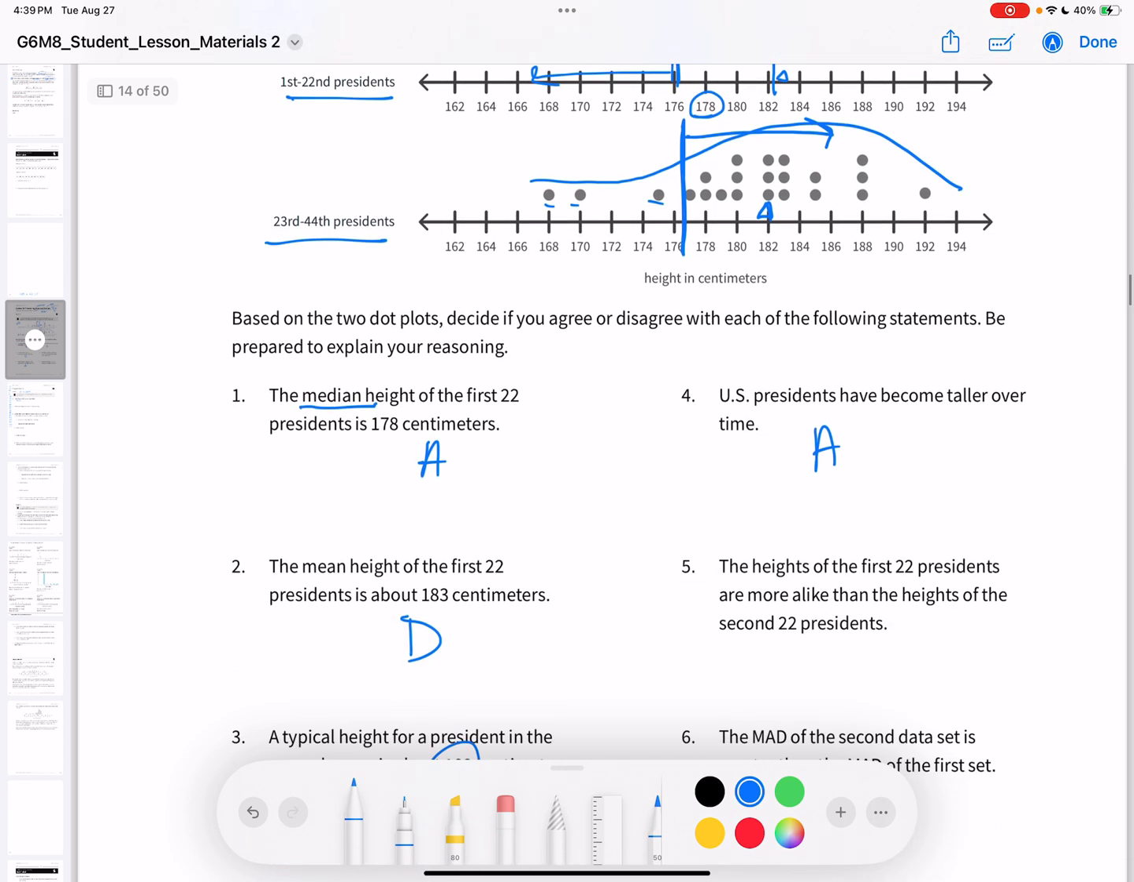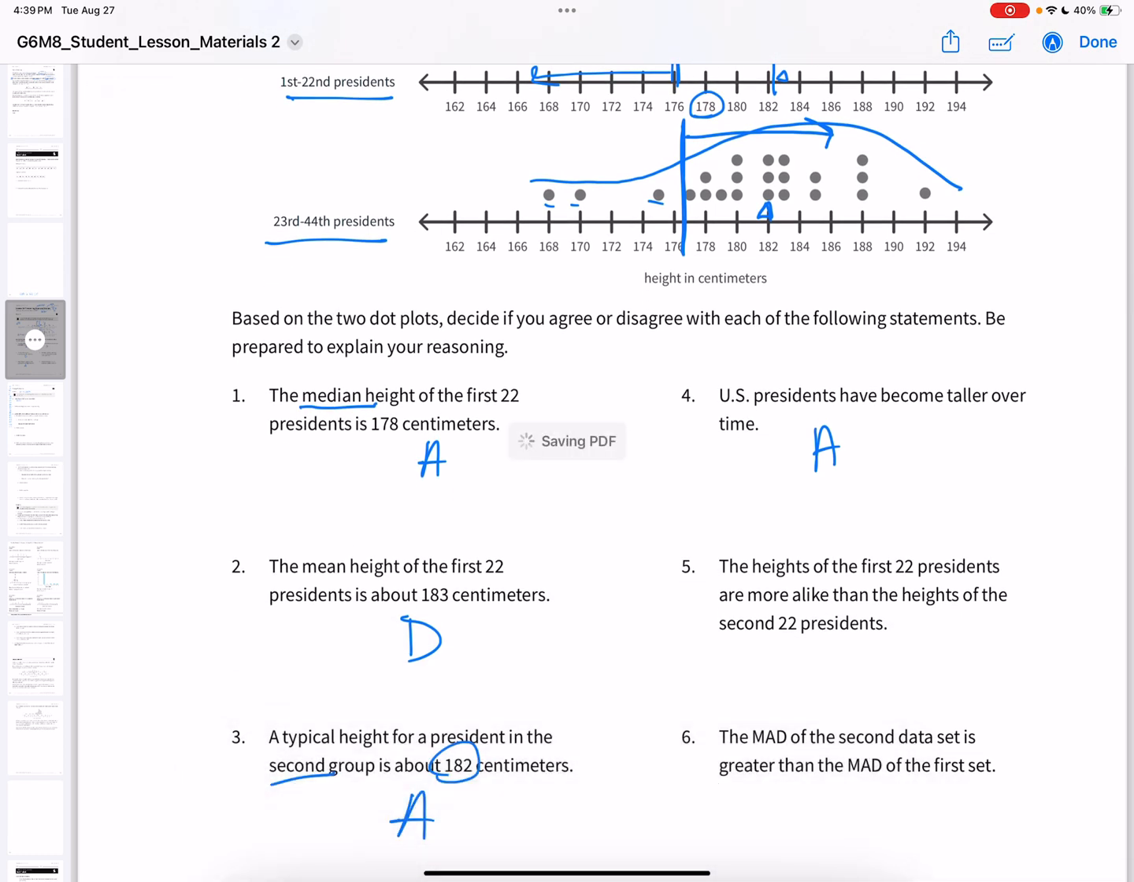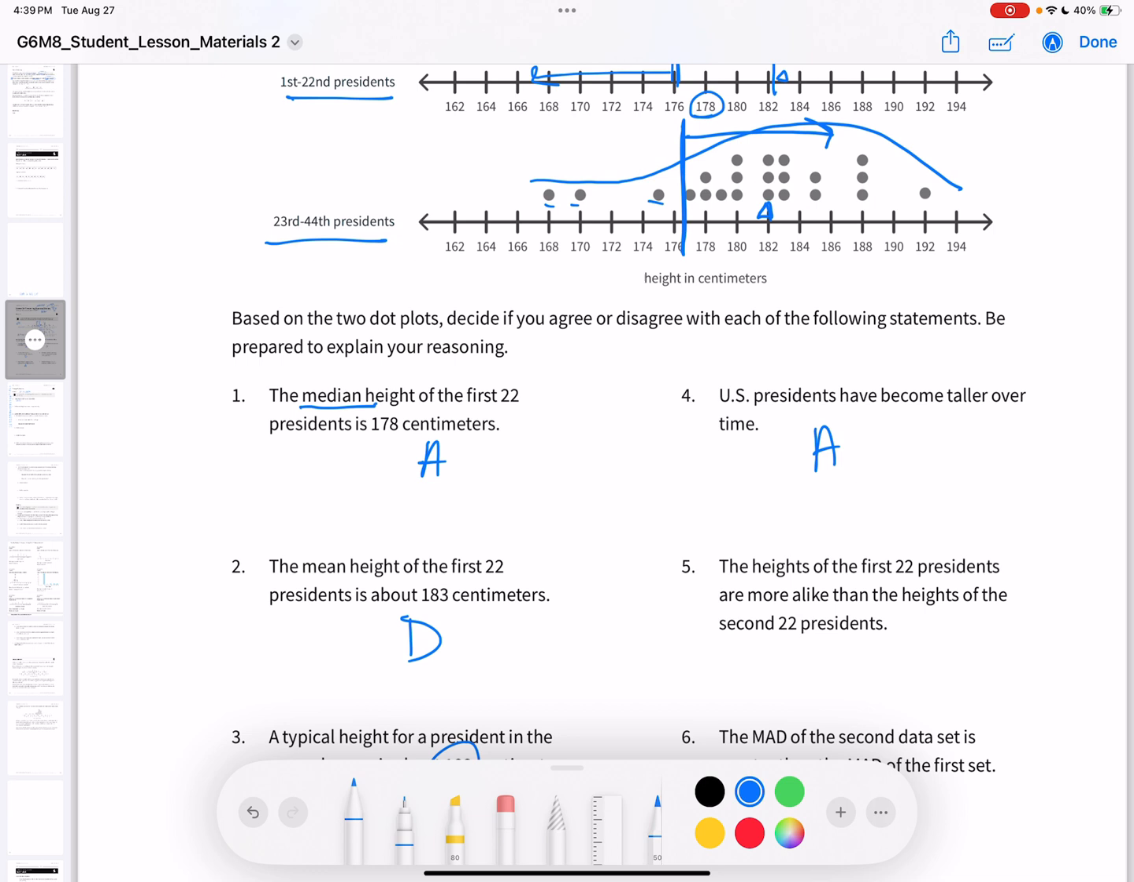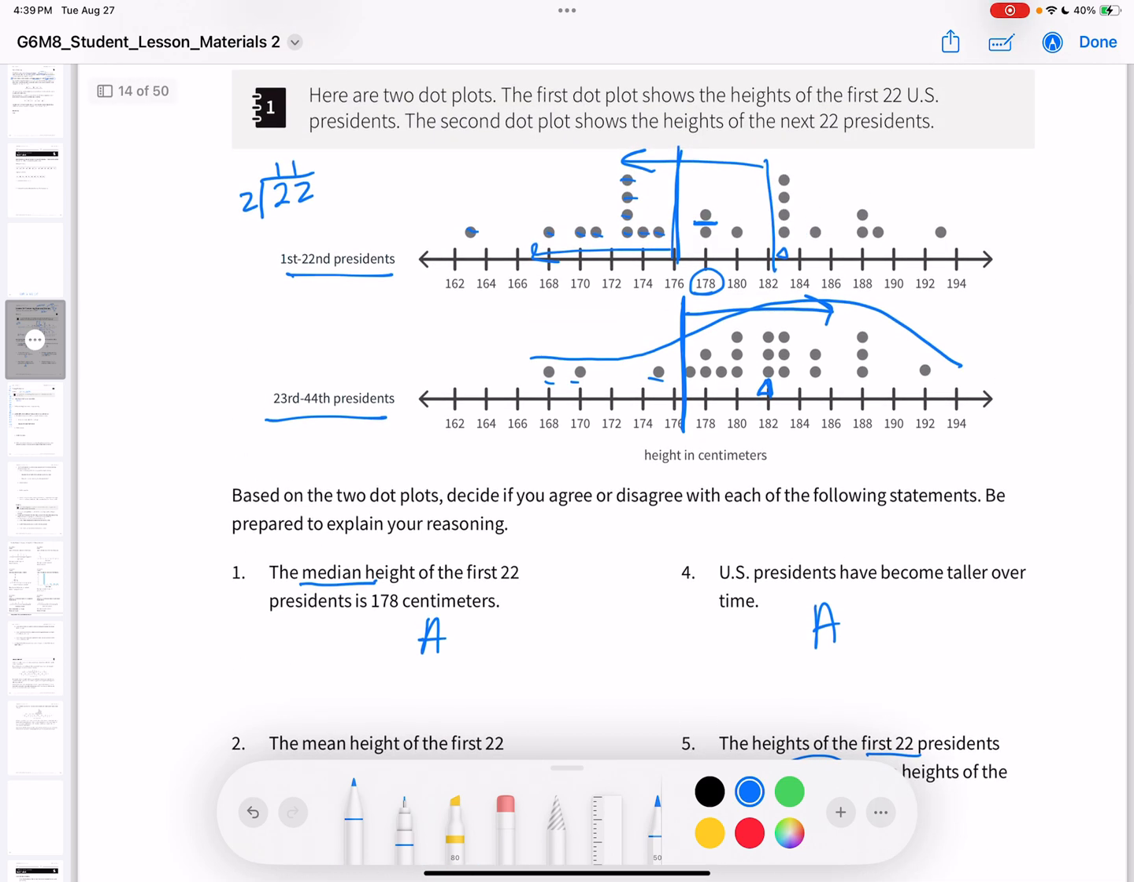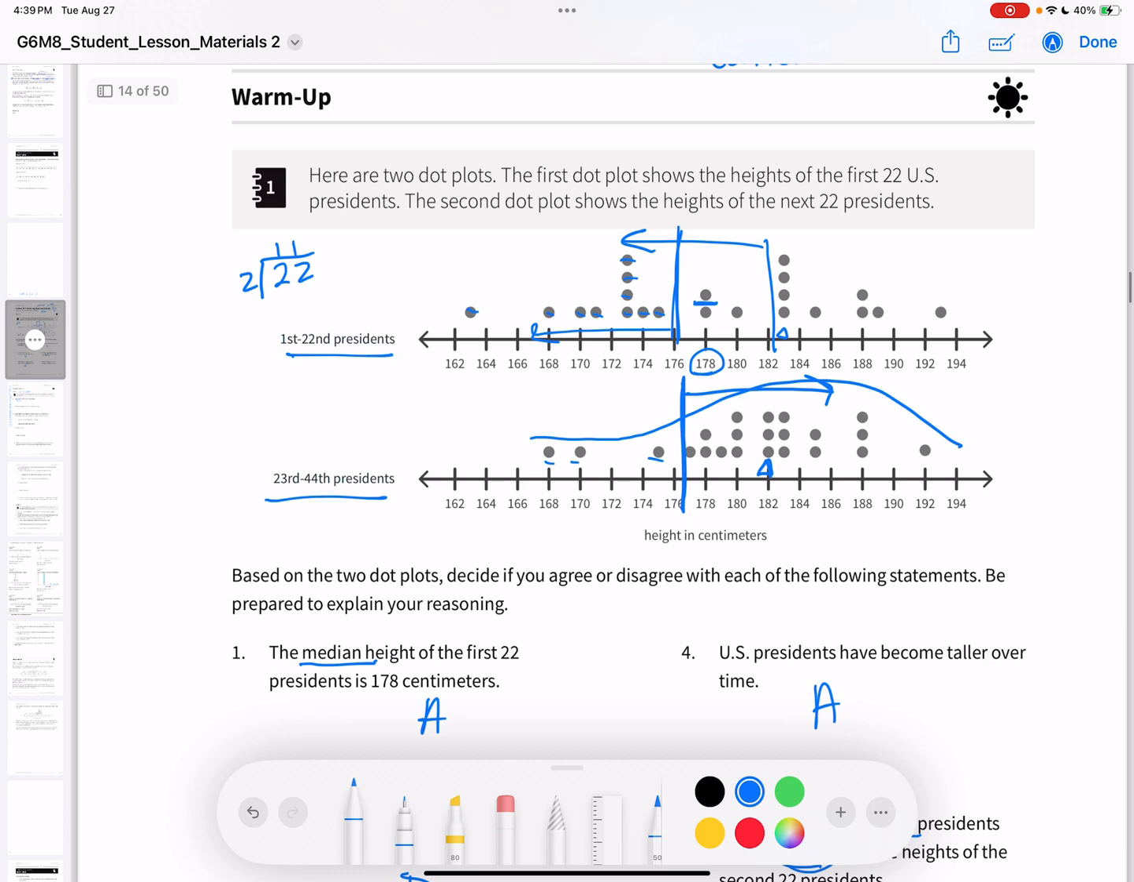5, the heights of the first 22 presidents are more alike than the heights of the second 22 presidents. So the heights of the first 22 presidents are more alike than the heights of the second. So we're looking at distribution and spread. So I'm going to erase some of this. You don't have to erase this. I just want to see this better.